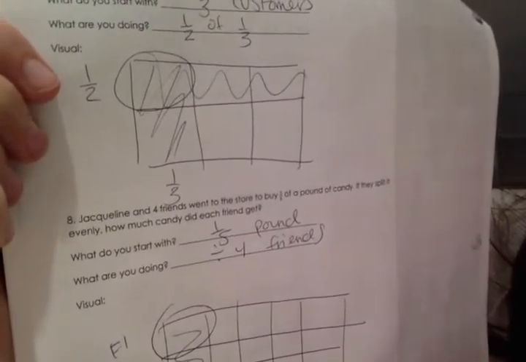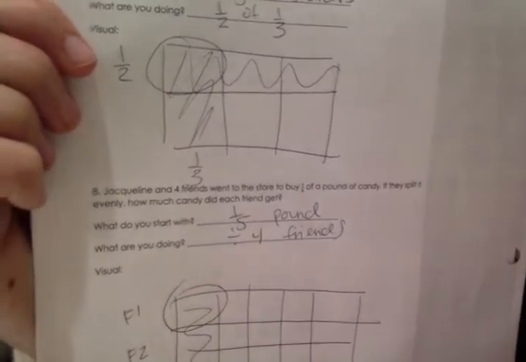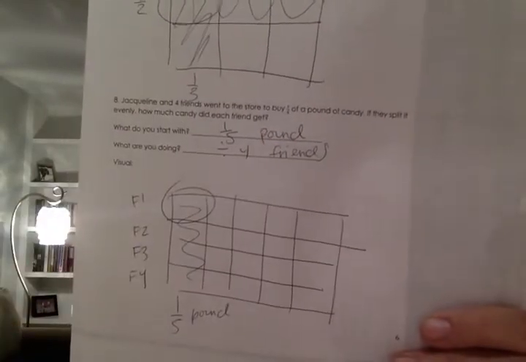Next question. Jacqueline and her friends went to the store to buy 1/5 of a pound of candy. If they split it evenly, how much candy did each friend get? In this case, we start with 1/5 of a pound of candy. Then we divide it into 4 sections, 4 groups, 4 friends.